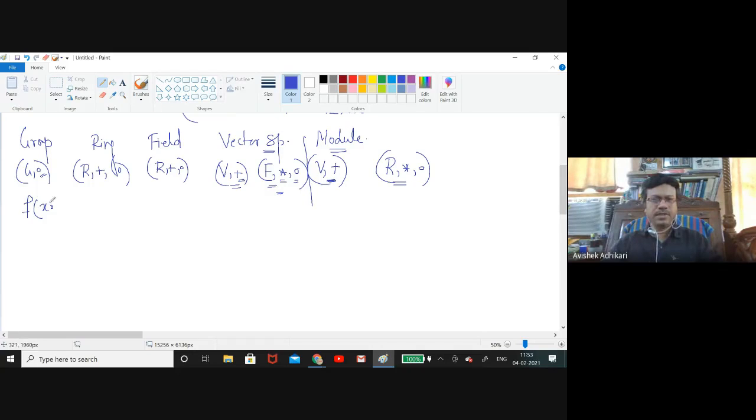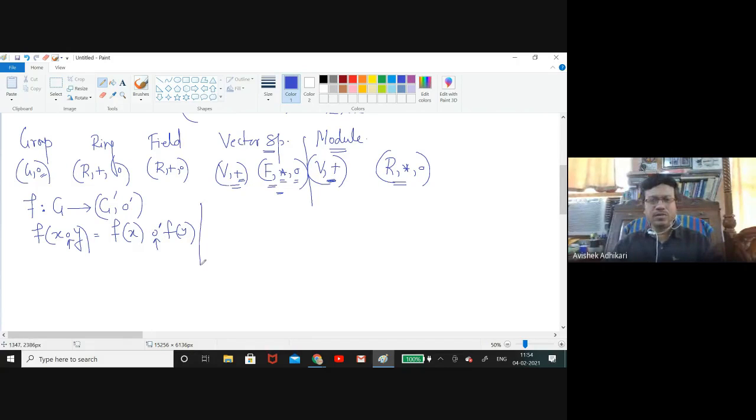If F is a group homomorphism from G to G dash, then we are only interested in this: F of x composed with y should be equal to F x and F y composed with respect to composition dash. Okay. Since there is only one binary operation here, we are only interested in preserving this binary composition.